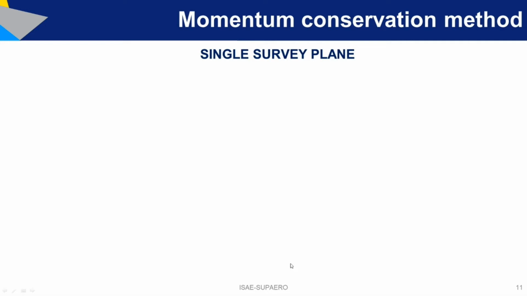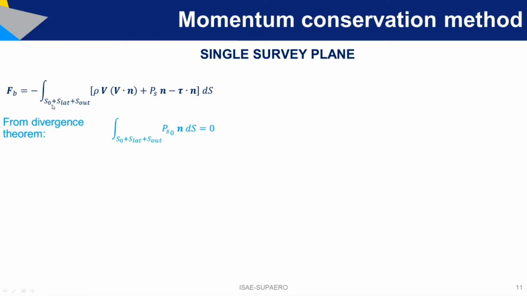This method that I mentioned, it will be called single survey plane. How does it work? Let's get started from the equation we derived in the previous slide, that is the force acting upon a body obtained by the far field method is simply the integral of the momentum conservation equation terms on the external surfaces of the control volume. But what we can do in order to get rid of the lateral and upstream faces? Well, there's a way to do that.